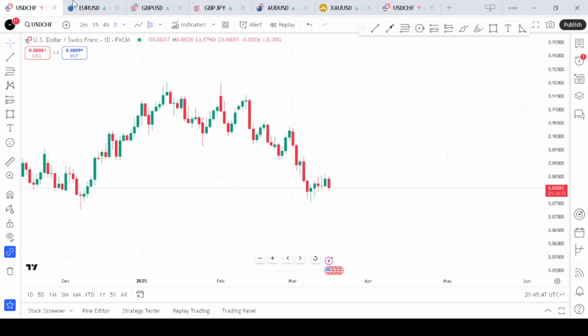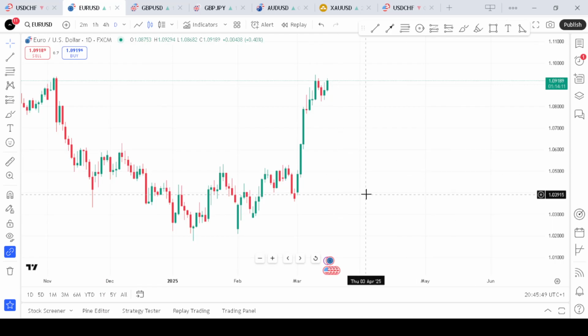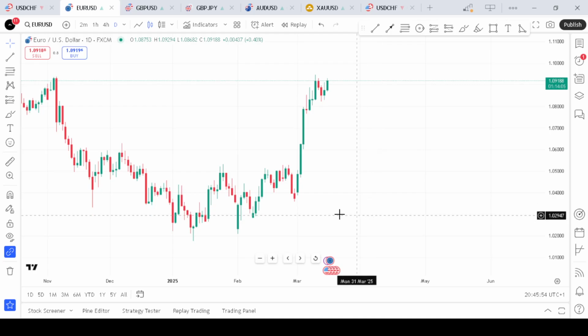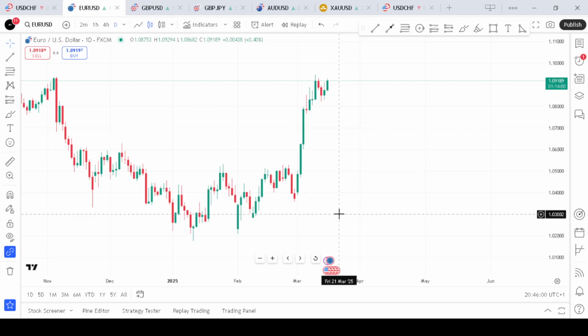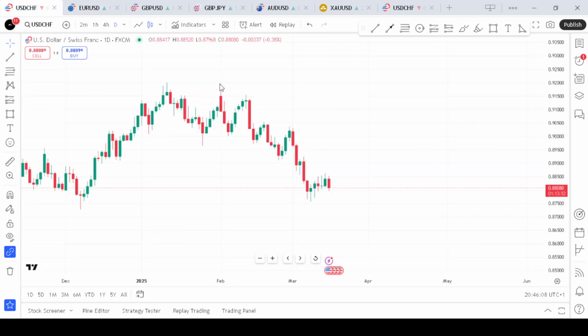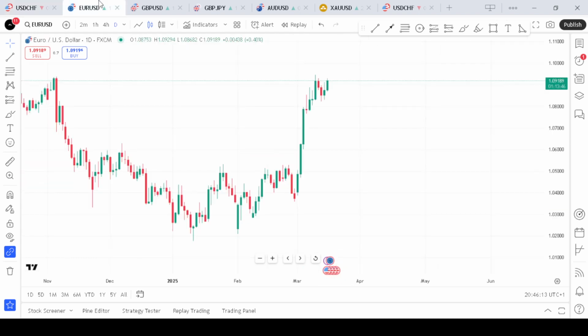Remember, each of these pairs has a different pip value, so you have to always adjust your lot size based on their pip value. This will prevent one trade from overwhelming the other due to the differences in their volatility or their pip value, meaning from here to here might be 100 pips, while from here to here might be 200 pips based on their volatility. This is basically what I'm trying to explain. By strategically pairing correlated currencies, you can reduce risks without completely sacrificing market exposure.